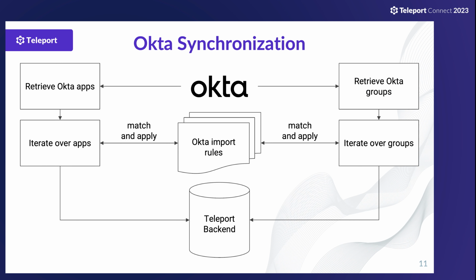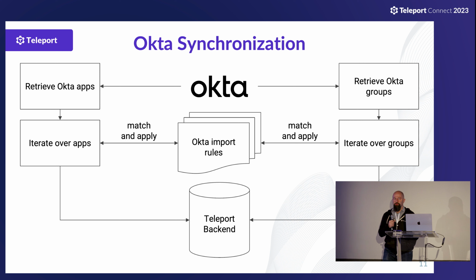This is a high-level view of our synchronization process, but effectively we retrieve Okta apps and Okta groups, we iterate over each of those objects and try to match them against our Okta import rules. Okta import rules currently can use the actual Okta user group and application IDs for matching, which is a little bit unintuitive because the IDs are a mishmash of numbers and letters, or you can use regexes, which I think is a little bit more intuitive for most, but both are available for use. Then these are stored in the Teleport backend for later referencing.